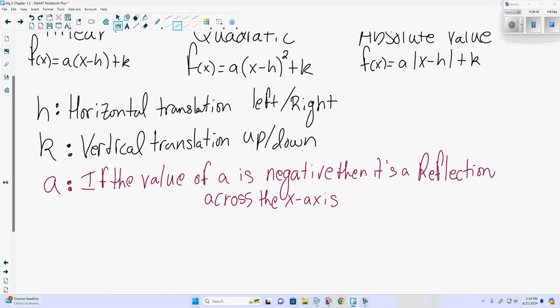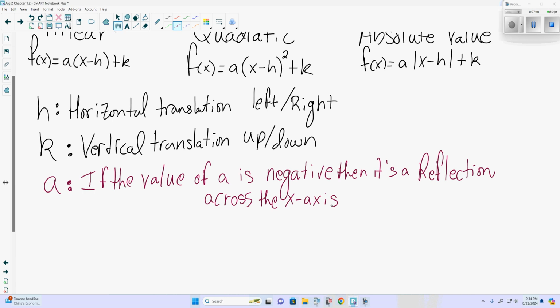And we'll talk about that tomorrow. The A value being negative is what gives us that reflection. So A value could be 2,000. If it's positive 2,000, there is no reflection. If it's negative 2,000, then there's a reflection because of the negative, not the 2,000. Does that make sense? Because it's very easy to get those switched. It's purely focused on the negative.